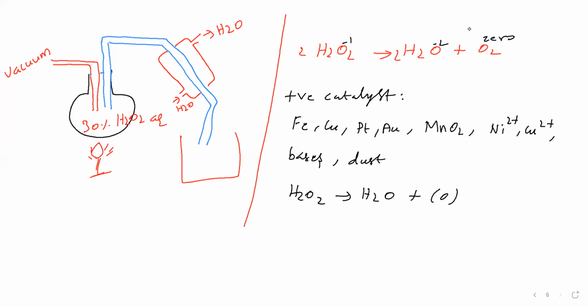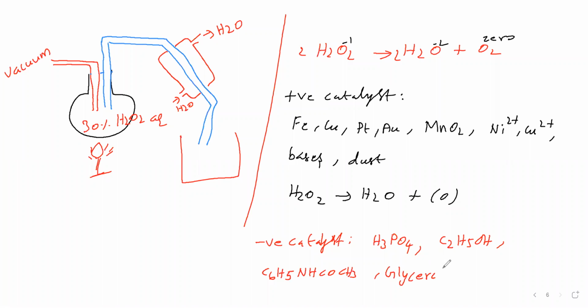negative catalysts, which act as negative catalysts for this decomposition, that we'll see. Negative catalyst is H3PO4, orthophosphoric acid. Next, ethanol, ethyl alcohol, C2H5OH. Next, acetanilide, C6H5NHCOCH3. Next, glycerol. Next, urea. These substances act as negative catalysts for this decomposition.